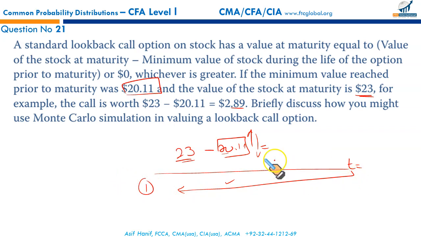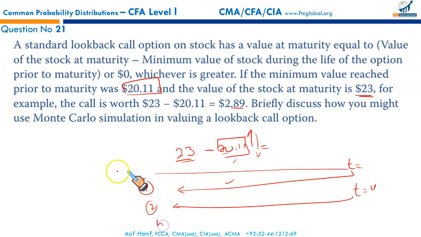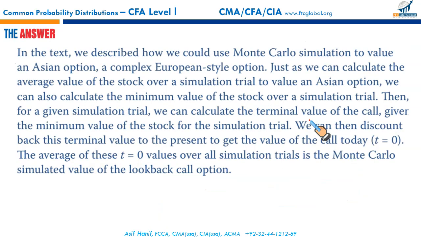Do this again. Calculate the terminal value with a different minimum value of the stock. Whatever the result comes, discount it back to time 0. Do this repeatedly. Once you do it, many results will be obtained, and simply take the average. The average of these values at T0 over all the simulated trials will give you the simulated value of the look-back call option. It's a textbook extract, shouldn't be in the MCQs, but the curriculum has included this question for the sake of understanding.